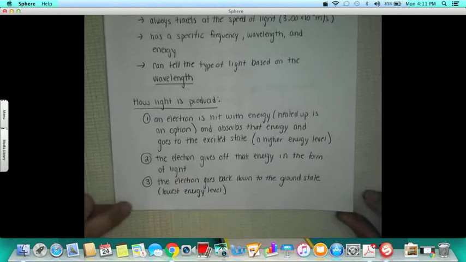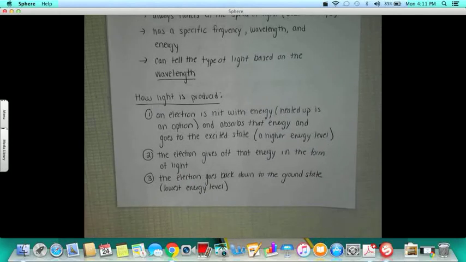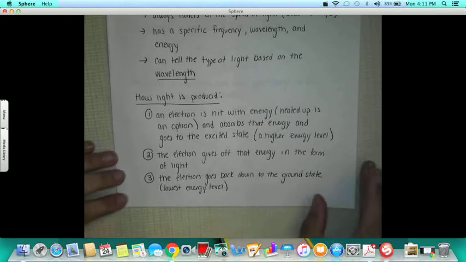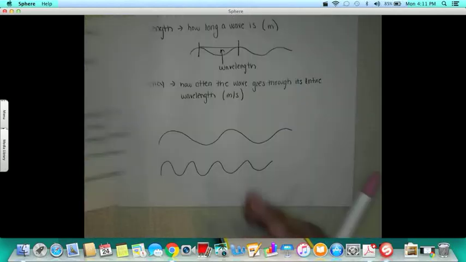Now, when the electron gives off that energy, it can't stay at the higher energy level anymore because it's now in the wrong energy level for the amount of energy that it has. So it goes back down to the ground state, and the ground state was the lowest energy level, that energy level that that particular electron started at. So let me give you a visual of what this looks like.